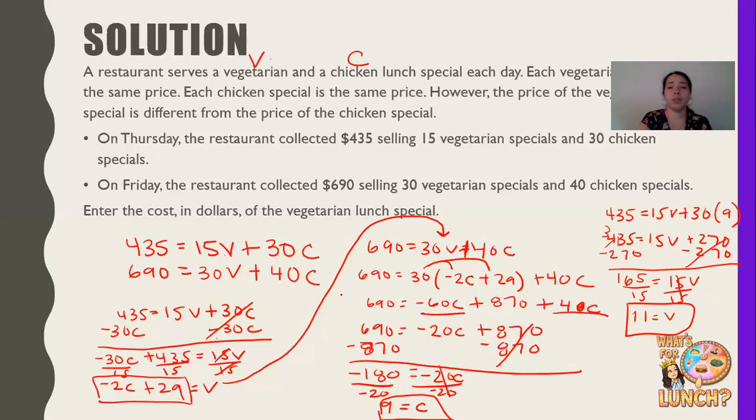What does this information mean? What we're trying to figure out is what it says, right? It says, enter the cost in dollars for the vegetarian special. So that means the chicken special costs $9 and the vegetarian special costs $11. Like Sincere said, the vegetarian special costs more. When you plug this answer into a system, it says enter the cost in dollars for the vegetarian lunch special. So what would the answer be? What is the cost of the vegetarian lunch on there?